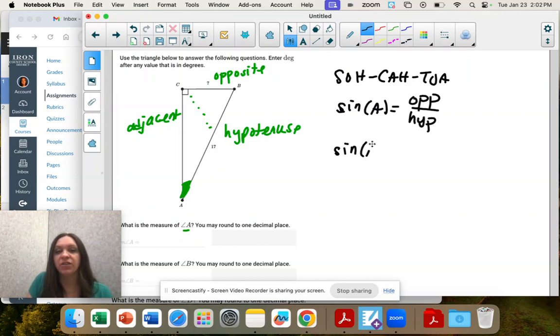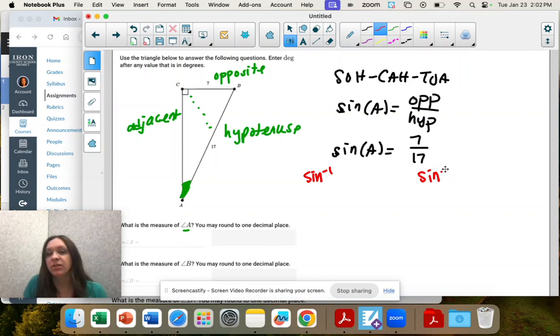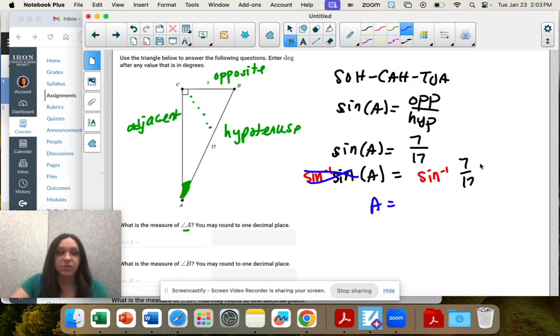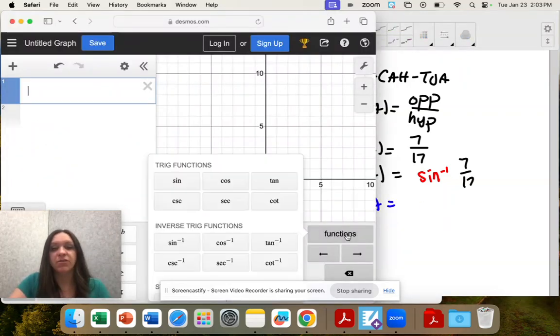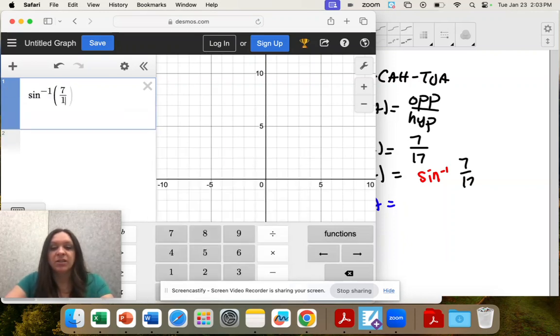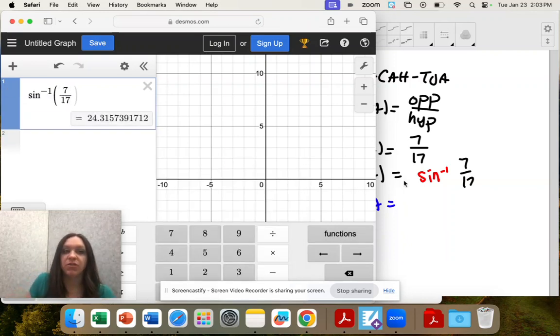We're trying to find angle A, and the opposite length is 7, and the hypotenuse is 17. So to solve for an angle, we take the inverse sine on both sides. We have to get rid of that sine to get A by itself. So once that happens, the sines go away over there. They're opposite, and we're just left with angle A. And then this goes in the calculator. So functions, inverse sine, 7 over 17 is 24.3.